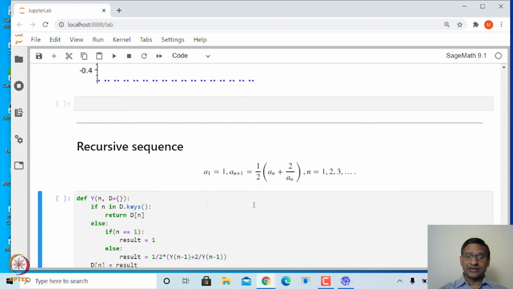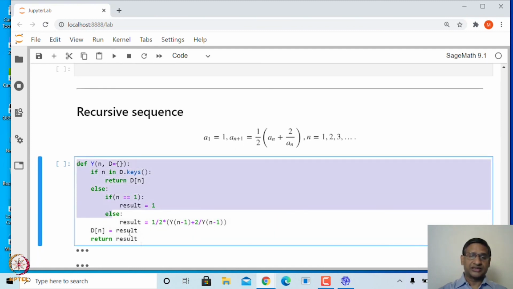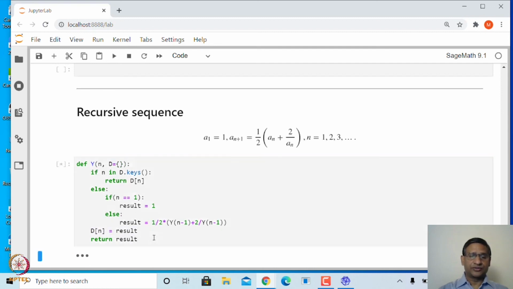Again, let us define this sequence. Since it is recursively defined, you may have to define something like this. This is what is called the dynamic programming approach, where initially you define an empty dictionary, and in that you keep on adding d n equal to the result, and then you return the last term.